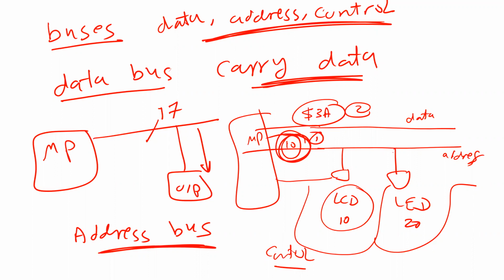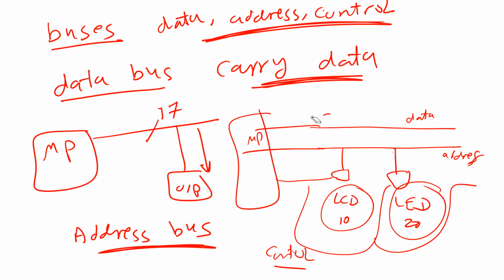Once I'm done, I'm done. Now I want to send something to the LEDs. It's going to be the same idea, but this time I have to write 20 here, just to tell that this data is for the LED, it's not for anybody else. Is that clear?